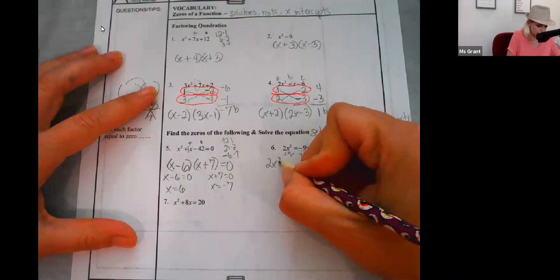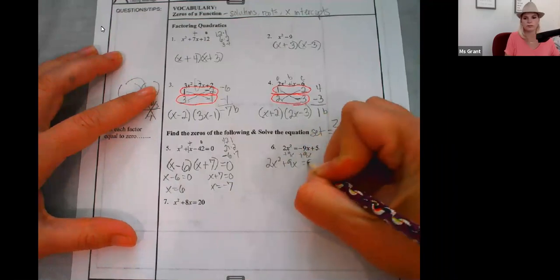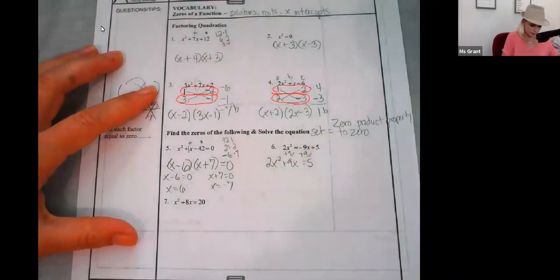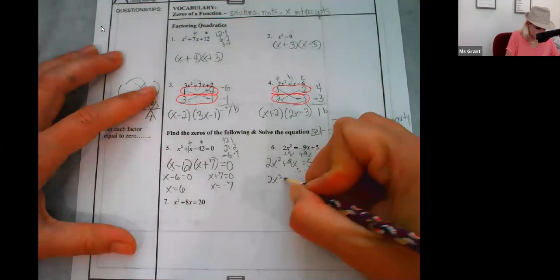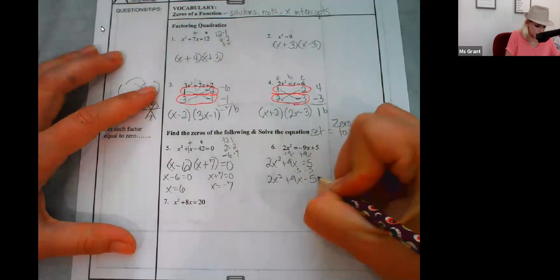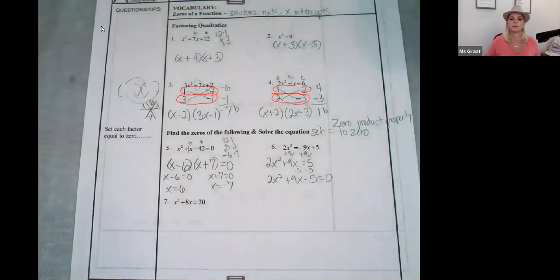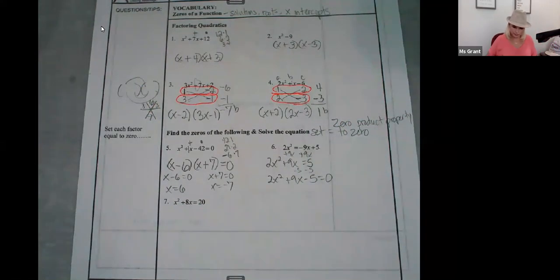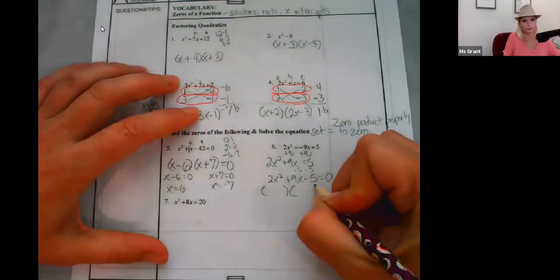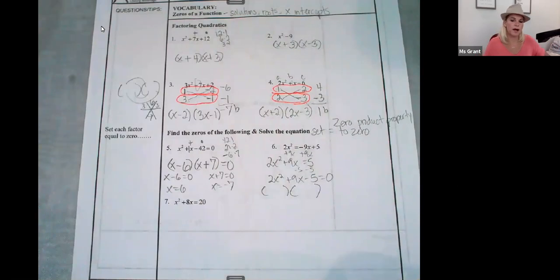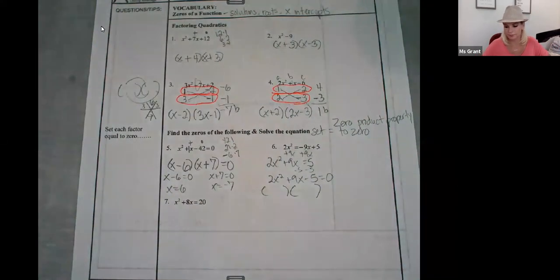2x squared plus 9x equals 5. Please now move the 5 over by subtracting it. 2x squared plus 9x minus 5 equals 0. Now I need to figure out what my two parentheses are going to be. I want you to press pause and try and do it yourself.